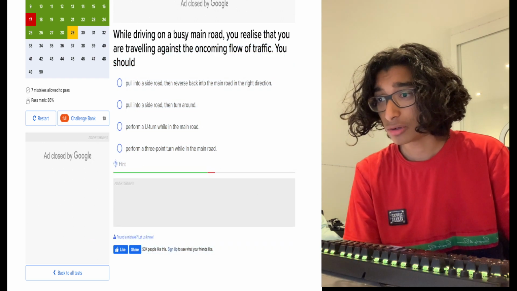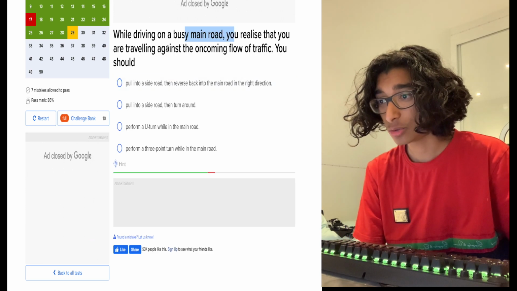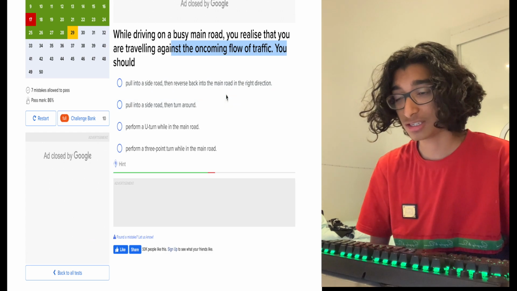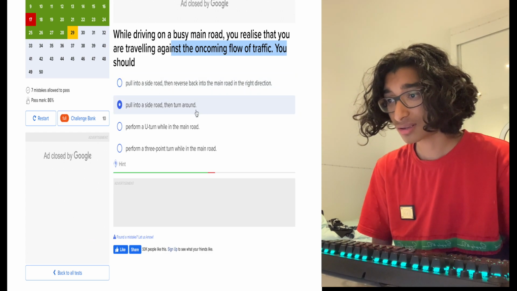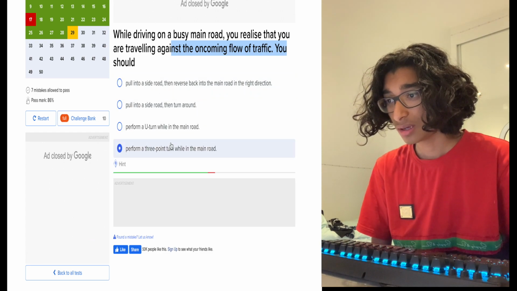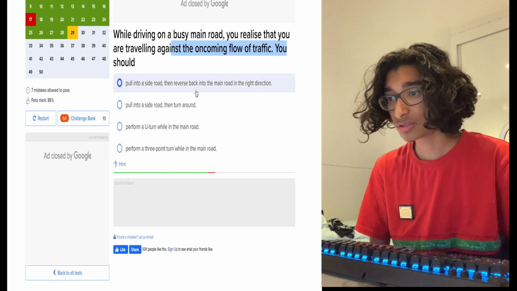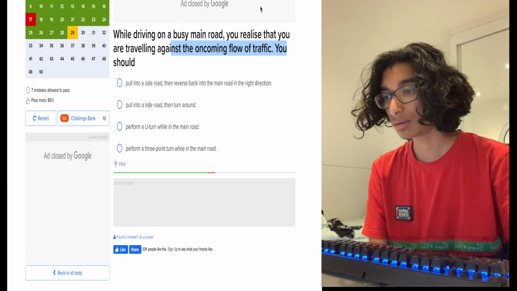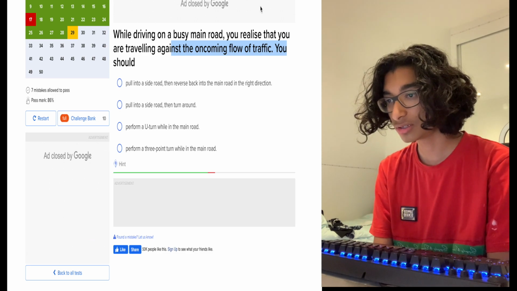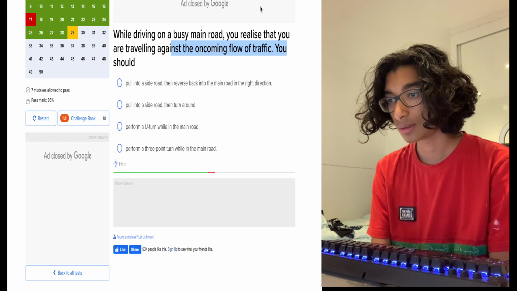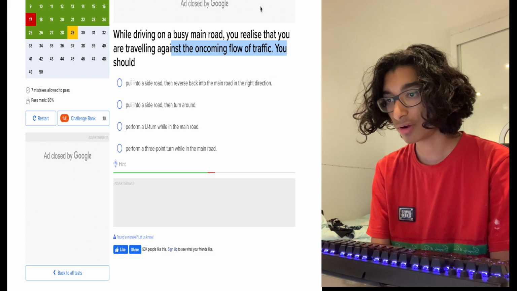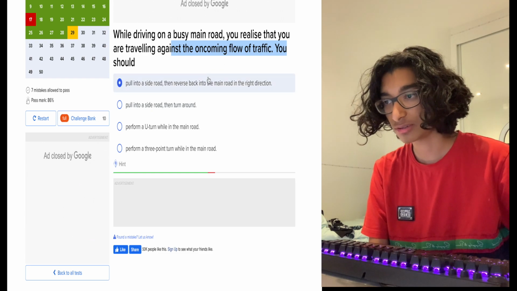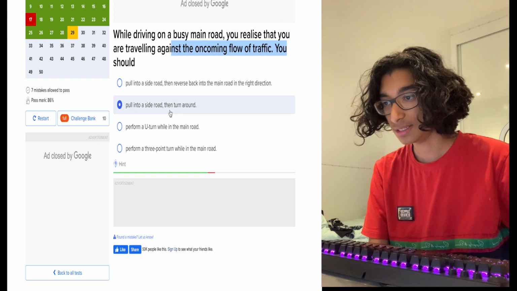While driving on a busy main road, you realise that you are travelling against the oncoming flow of traffic. You should pull into a side road, then reverse back into the main road, or pull into the side road and turn around, perform a U-turn. You're going oncoming, pull into a side road, then turn around. Pull into the side road, then reverse into the main road. No, it's not that. It's not reversing into the main road. That's wrong. I think it has to be this one.